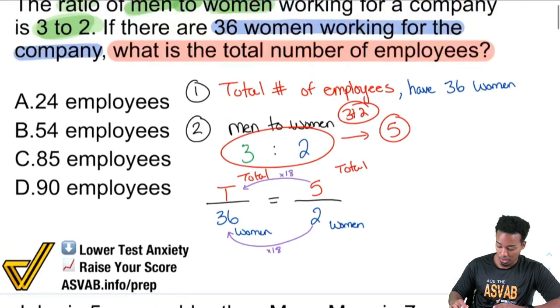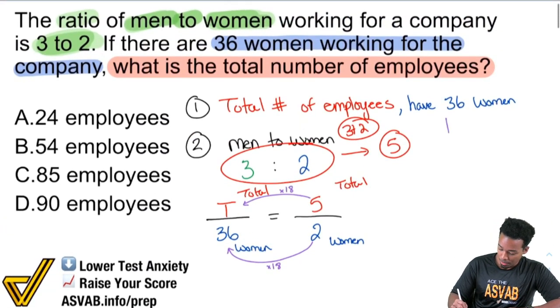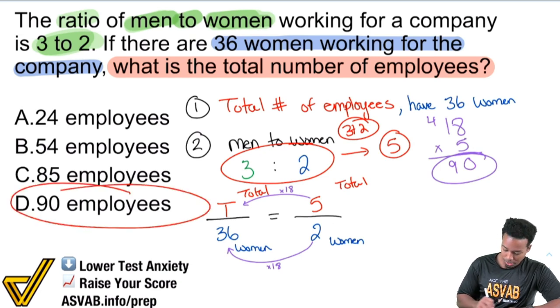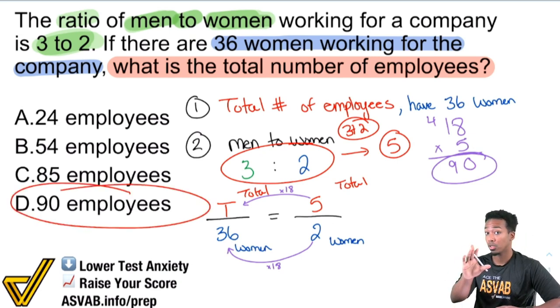And so if you want to do that on the side over here, 18 times 5, you're going to get 8 times 5, which is 40. 1 times 5, which is 5, plus 4 is 9. 90 is the answer. So the total number of employees is D, 90. But remember, don't leave yet.